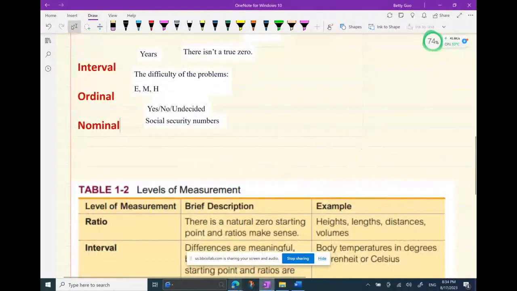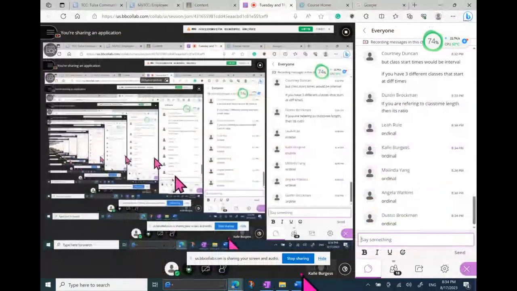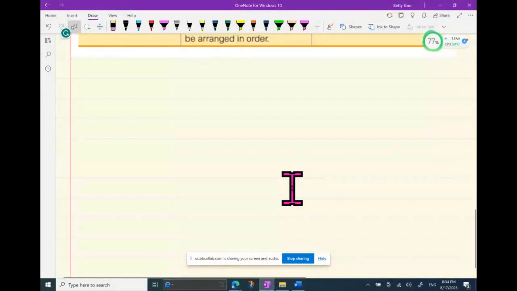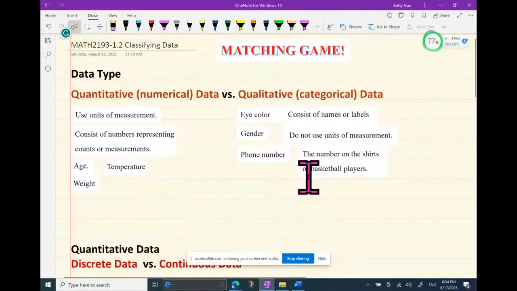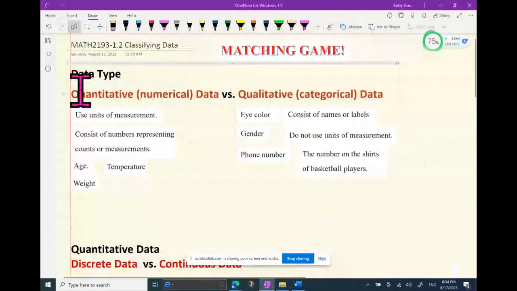Letter grade is ordinal, okay? Yeah, we mentioned that it is ordinal. Perfect. Awesome. I'm going to fix that later. Okay, so that's the second section, classifying data. So now we're going to move to the next section.